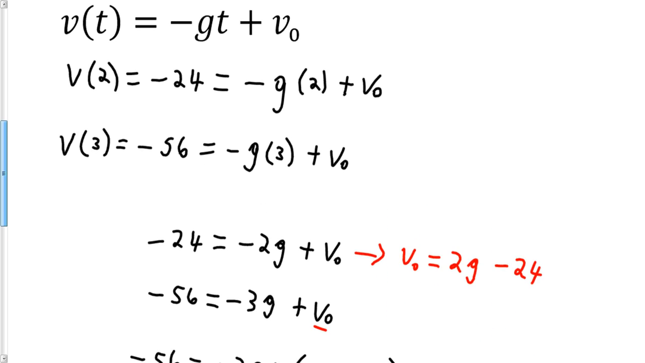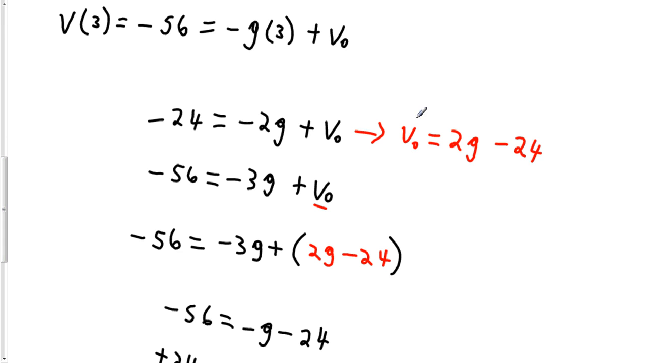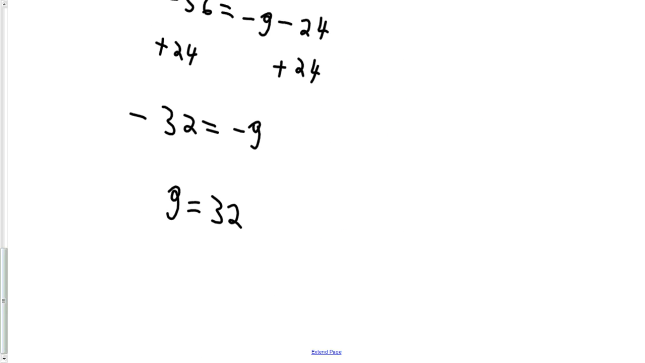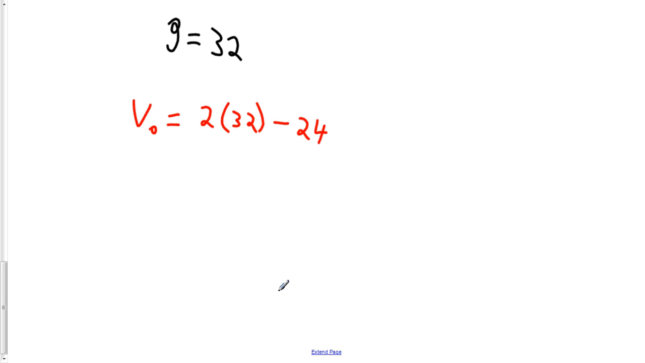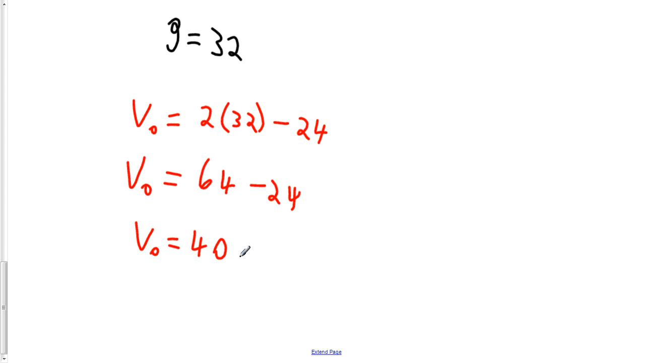So once I found g, I can use that value of g to find the value of v naught. v naught is equal to 2g minus 24 is what this red equation says. So that says that v naught is equal to 2 times 32 minus 24. 2 times 32 is 64 minus 24. So I have here that the initial velocity, the speed at which this thing was launched, was 40 feet per second. 40 feet per second.